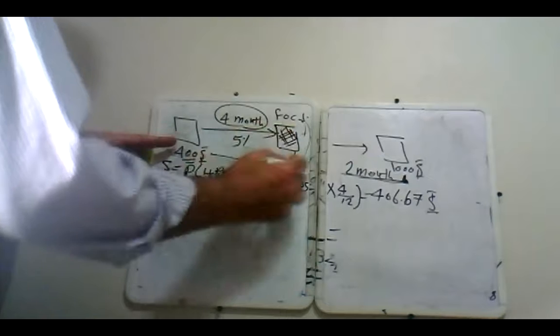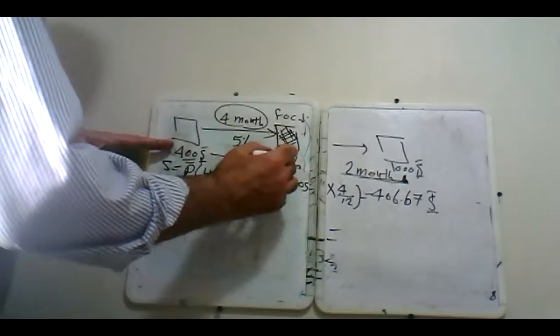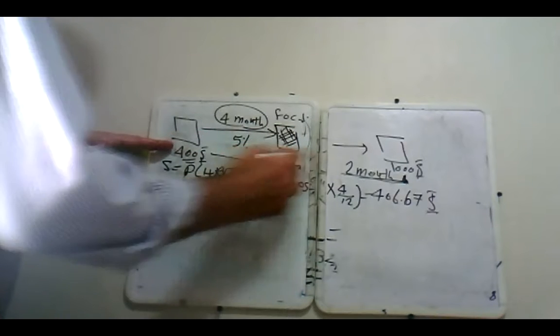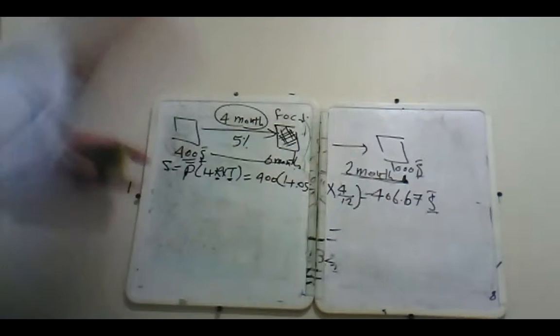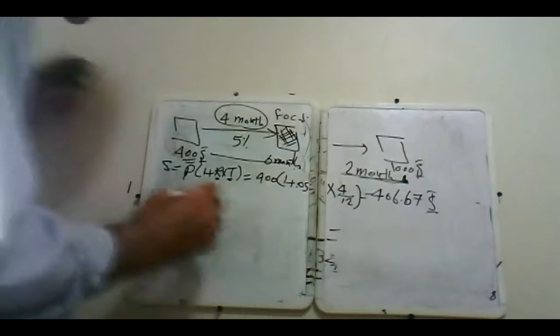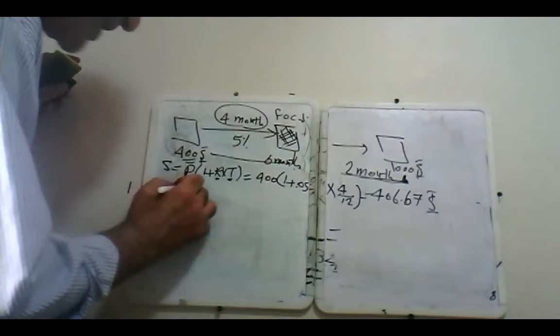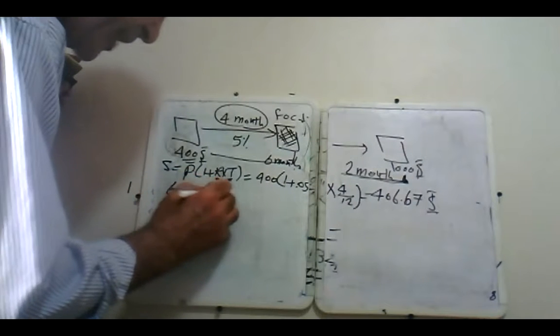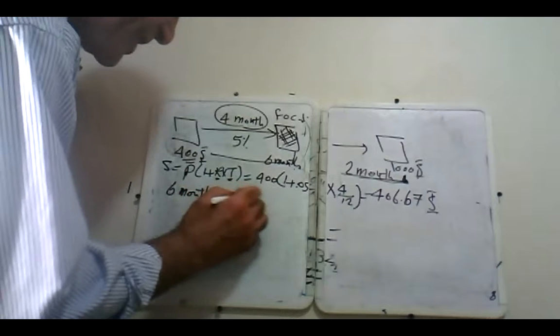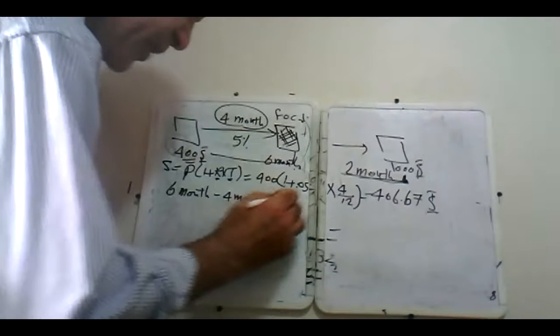Because all this is 6 months. Until here, only the first amount is 4 months. So the second amount from the focal, the 1,000, will be the total 6 months minus 4 months, which equals 2 months.